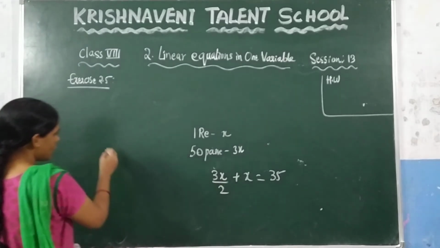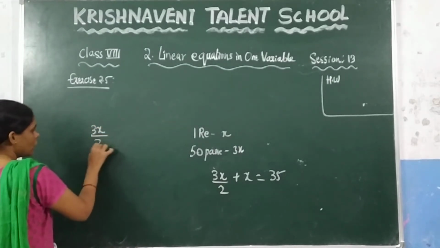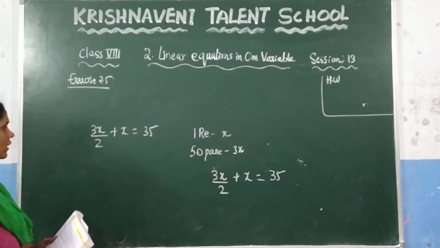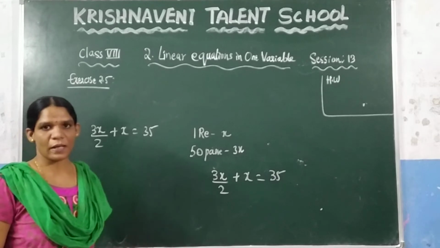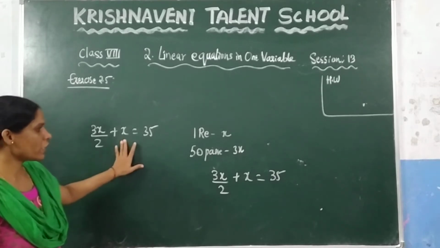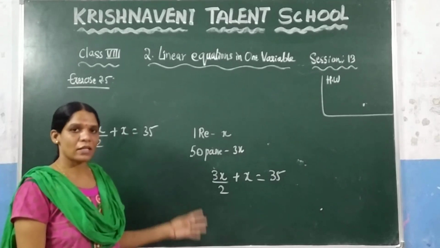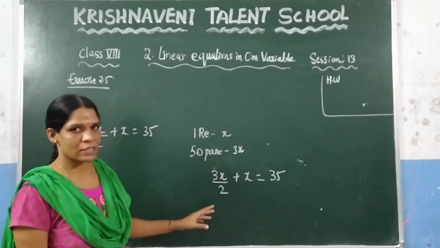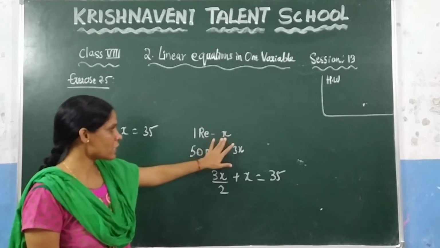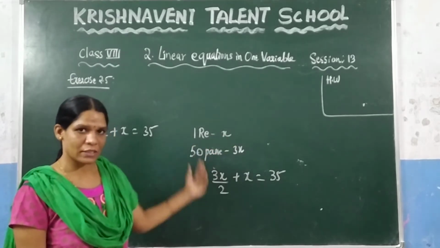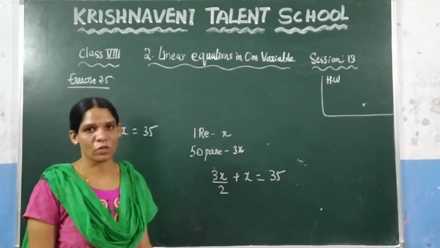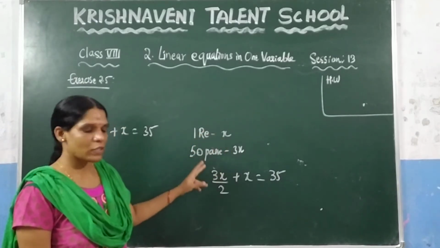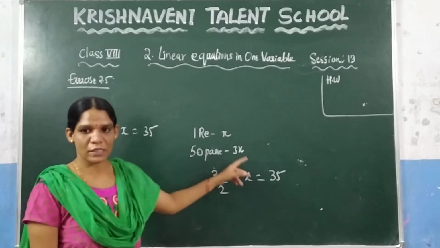How do you solve this? 3x by 2 plus x is equal to 35. Again, what's the question given here? Arvind has one piggy bank. In it are 1 rupee coins and 50 paise coins, and they have given a condition about these two coins: if you multiply the number of 1 rupee coins by 3, you will get that many 50 paise coins. So let us consider the 1 rupee coins as x. Then the number of 50 paise coins is 3 into x.